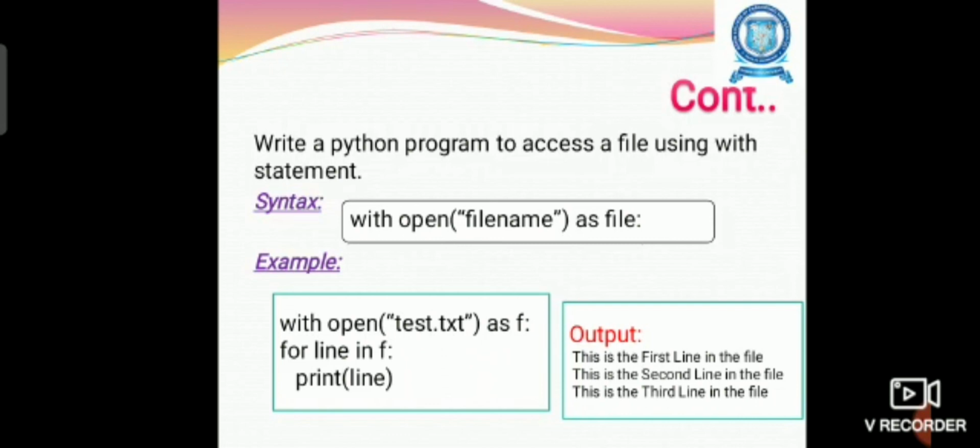With open of, we are mentioning the file name, that is test.txt, as f. f is the file object we have created for this file, and we are using the for loop to iterate over the file and to get the individual lines from the file. For line in f, print line. So each time, during each execution of the for loop, we will get individual lines from the file, and it will be printed by the print statement.